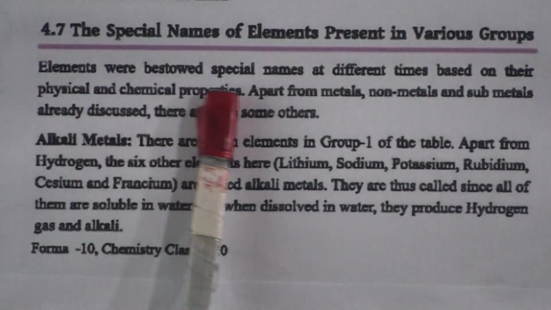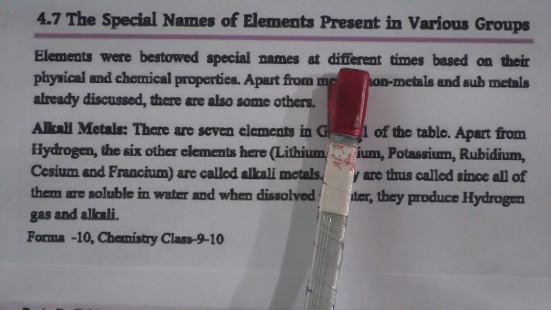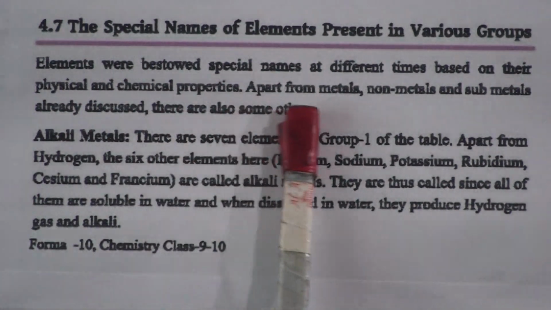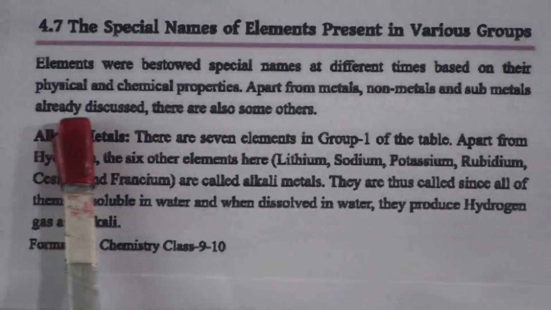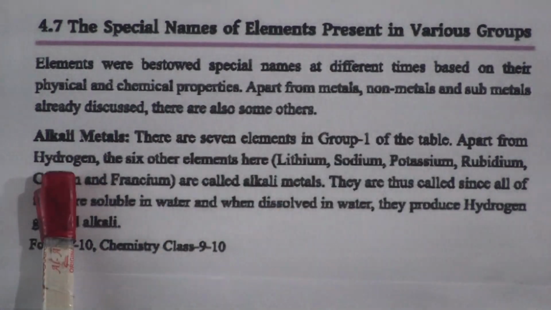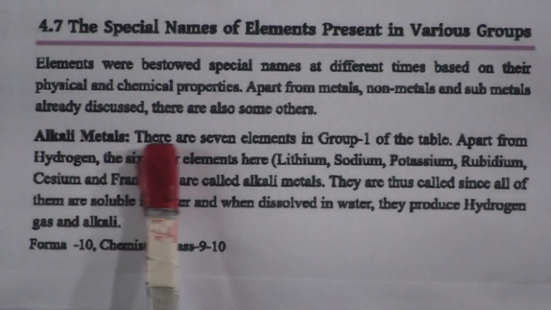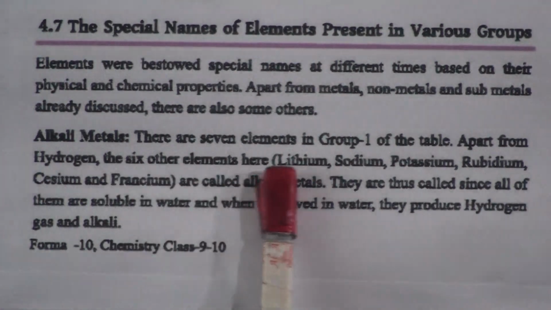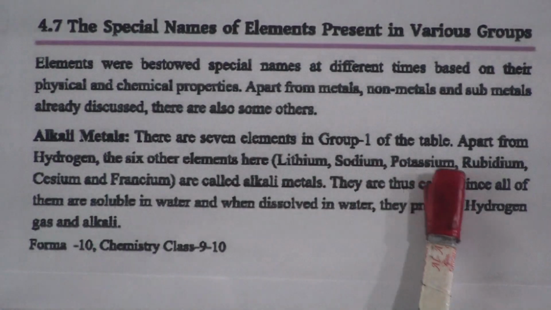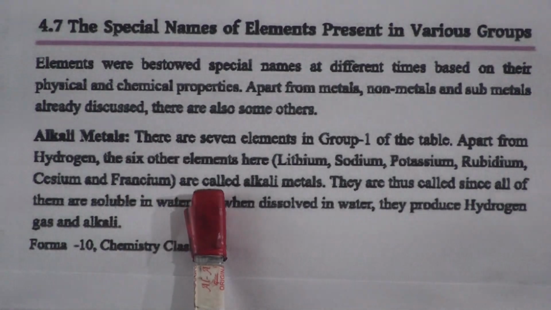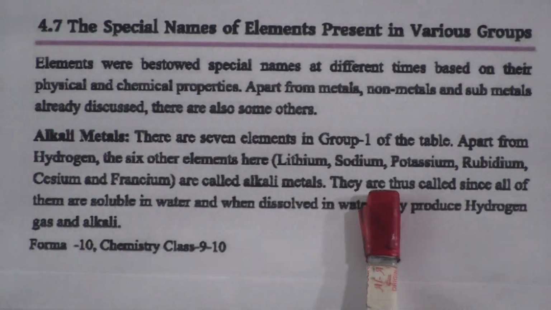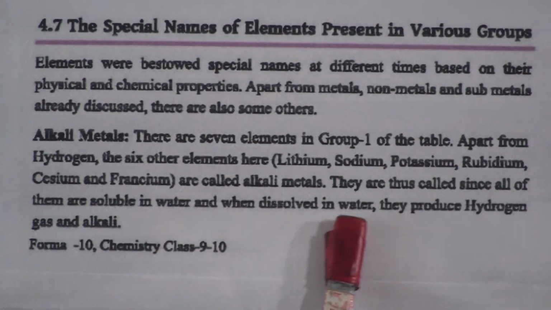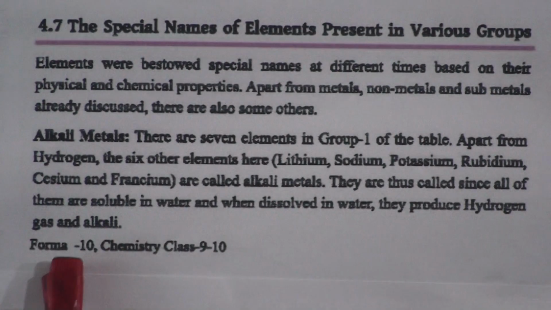Come to the special names of the elements present in the various groups. The elements were bestowed a special name at different times based on their physical and chemical properties. Apart from metals, non-metals and submetals already discussed, there are also some others. First one is alkali metal. There are 7 elements in group 1. Apart from hydrogen, the 6 other elements are lithium, sodium, potassium, rubidium, cesium and francium. They are called alkali metals since all of them dissolve in water, and when dissolved in water they produce hydrogen gas and alkali.